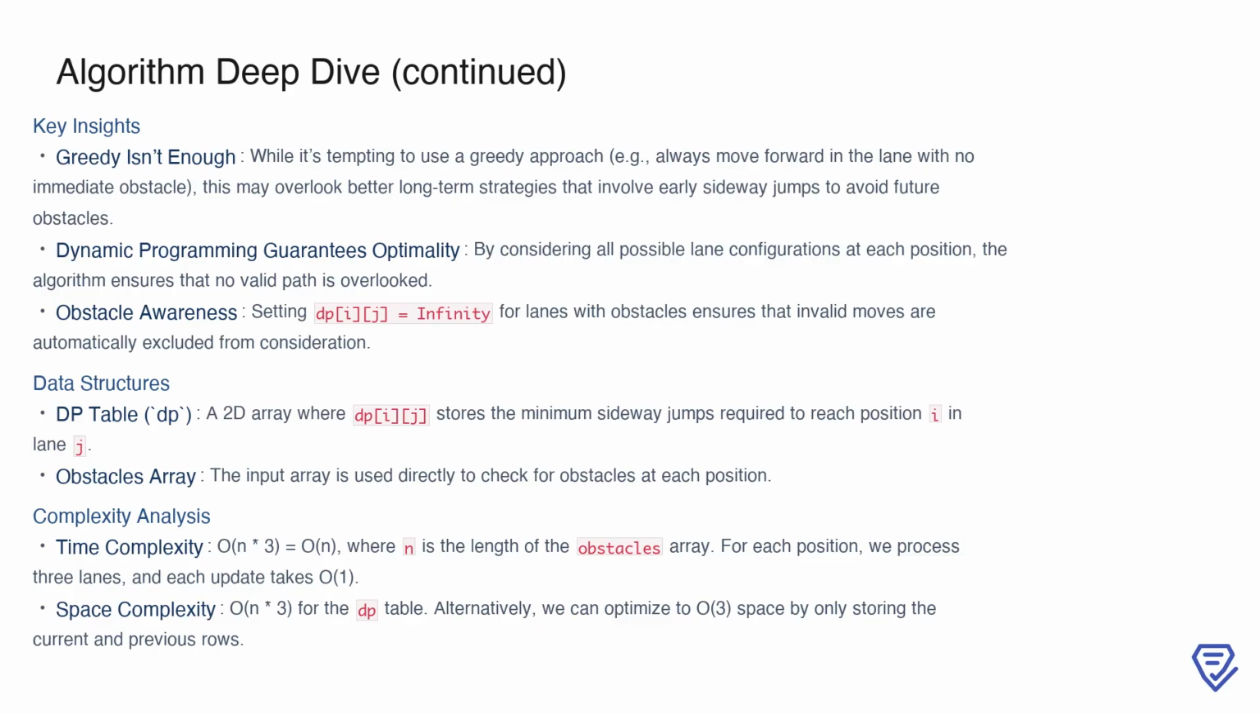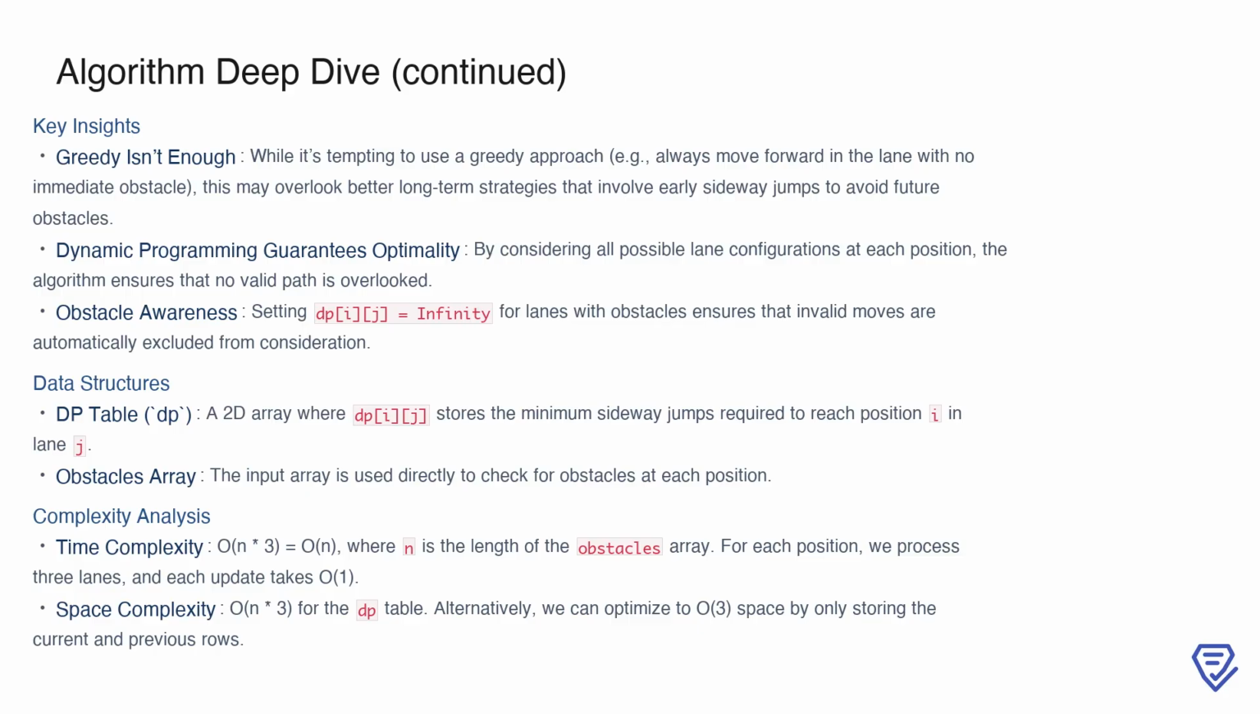First, relying on a greedy approach, such as always moving forward in the lane with no immediate obstacle, doesn't guarantee the optimal solution. This is because it may overlook scenarios where making an early sideway jump could lead to fewer total jumps overall. Dynamic programming, however, ensures optimality by evaluating all possible lane configurations at each position. It systematically accounts for every valid path and transition, guaranteeing that the solution is the best achievable.